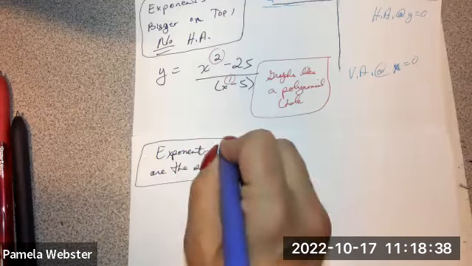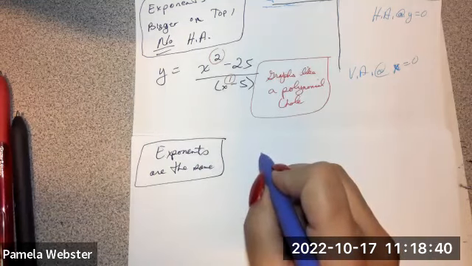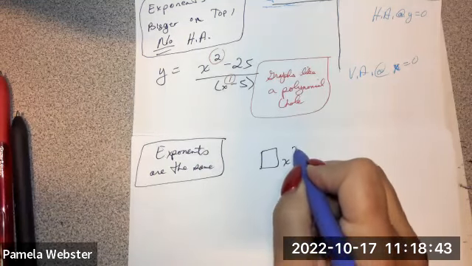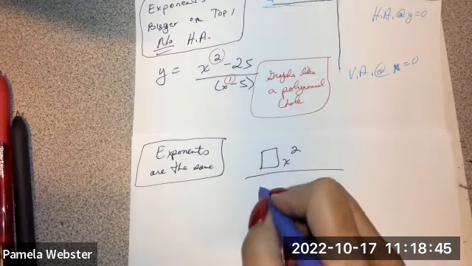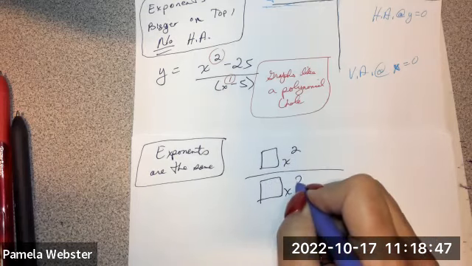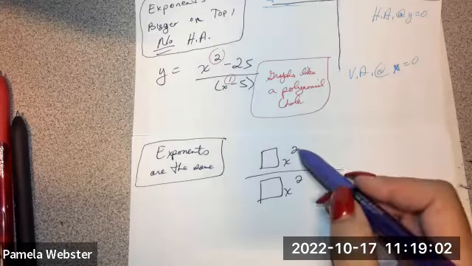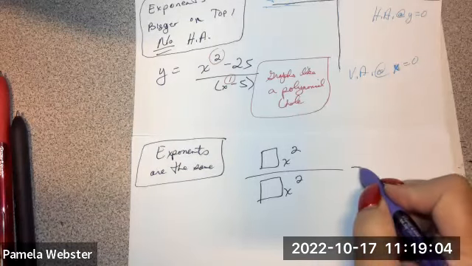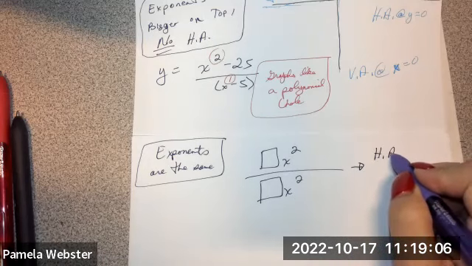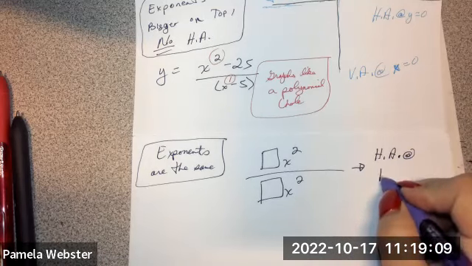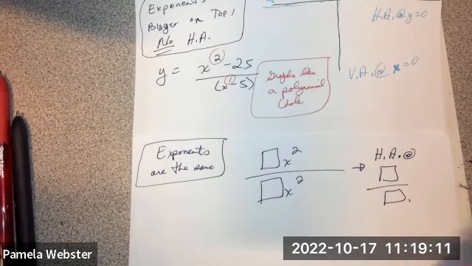Exponents are the same. So this one ends up looking something like a number with an x squared, some other stuff. Who cares what's going on in the background? We only care about the leading exponents here. And another number with an x squared. So this one is, I think, the quote unquote easy one to see once you learn the process. The x squareds are the same, so we end up with a horizontal asymptote at the number divided by the number.